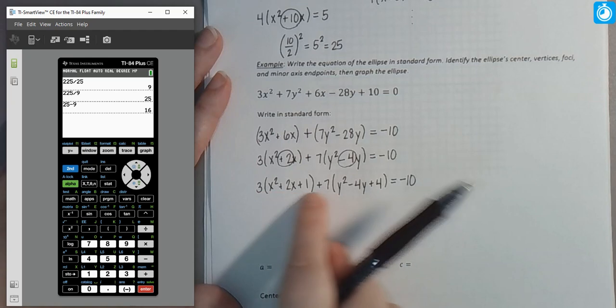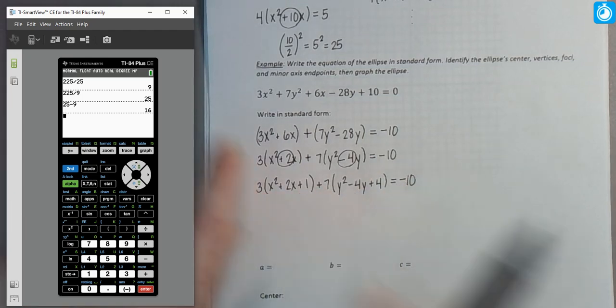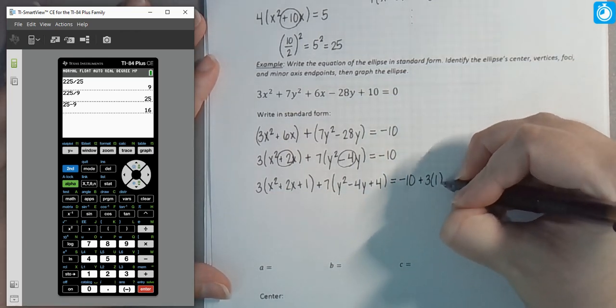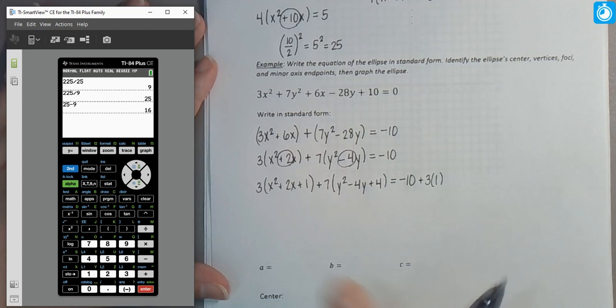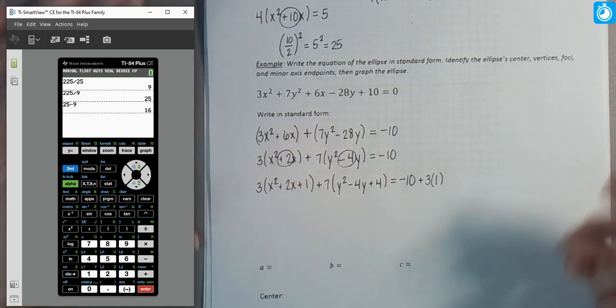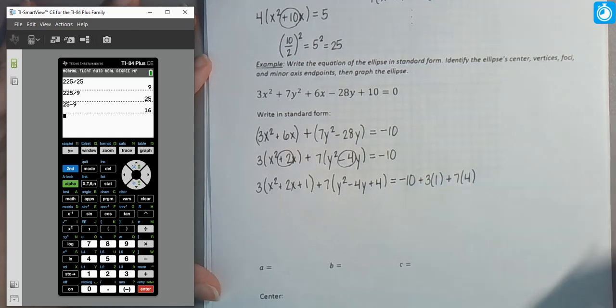So in the first set of parentheses, we added on 1, but it was a 1 multiplied by a 3. So we need to add on 3 times 1. And then on the other side, we added on a 4, but it was really a 7 times 4. So we need to add on 7 times 4.